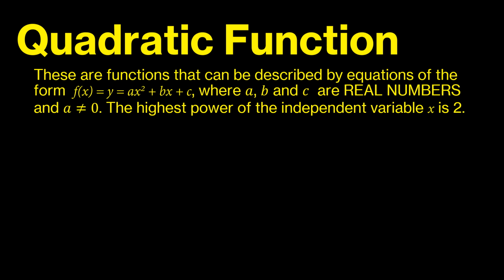So quadratic functions are functions that can be described by equations of the form f of x, or y, equals ax squared plus bx plus c, where a, b, and c are real numbers, and a, the coefficient of x squared, cannot be equal to 0. Otherwise, if a becomes 0, then our function is no longer a quadratic one, but only a linear function. So the highest power of the independent variable is 2.